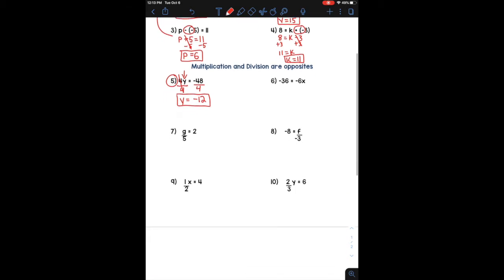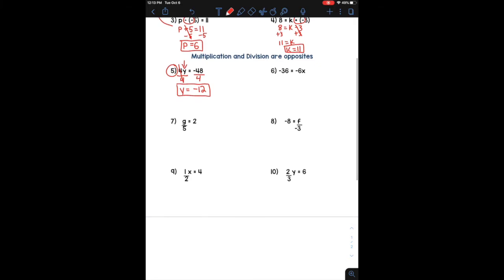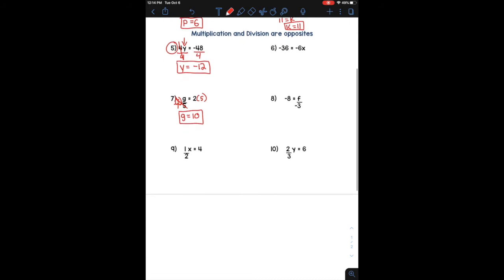Number 7 is similar. However, number 5, we use division to solve. Number 7, we're going to use multiplication. Why are we going to use multiplication? Because what is happening to the variable? It's being divided by 5, so the opposite is multiplying by 5. What you do to one side, you do to the other side of the equation. The 5's cross simplify, because remember when we multiply fractions, an integer is over 1, and we can cross simplify, in which we're just left with g equals 2 times 5 is 10.